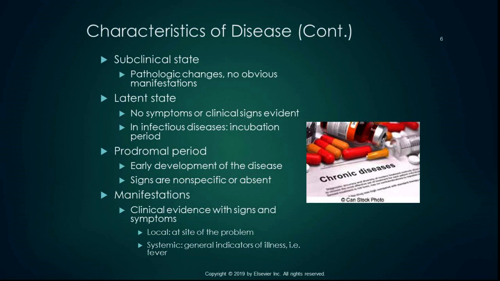So a lot of people won't call in sick to work when their signs are non-specific. That makes sense. But then they go and infect a bunch of people and then they call in sick the next day. So the manifestations are clinical evidence with signs and symptoms. In the prodromal period, you may or may not have any, and certainly in the latent state and the subclinical state, you don't have any manifestations. But when you finally have some clinical evidence, the signs and symptoms can be local at the site of the problem, like an abscessed tooth where you have tooth pain right there. Or they can be systemic, like fever or body aches.